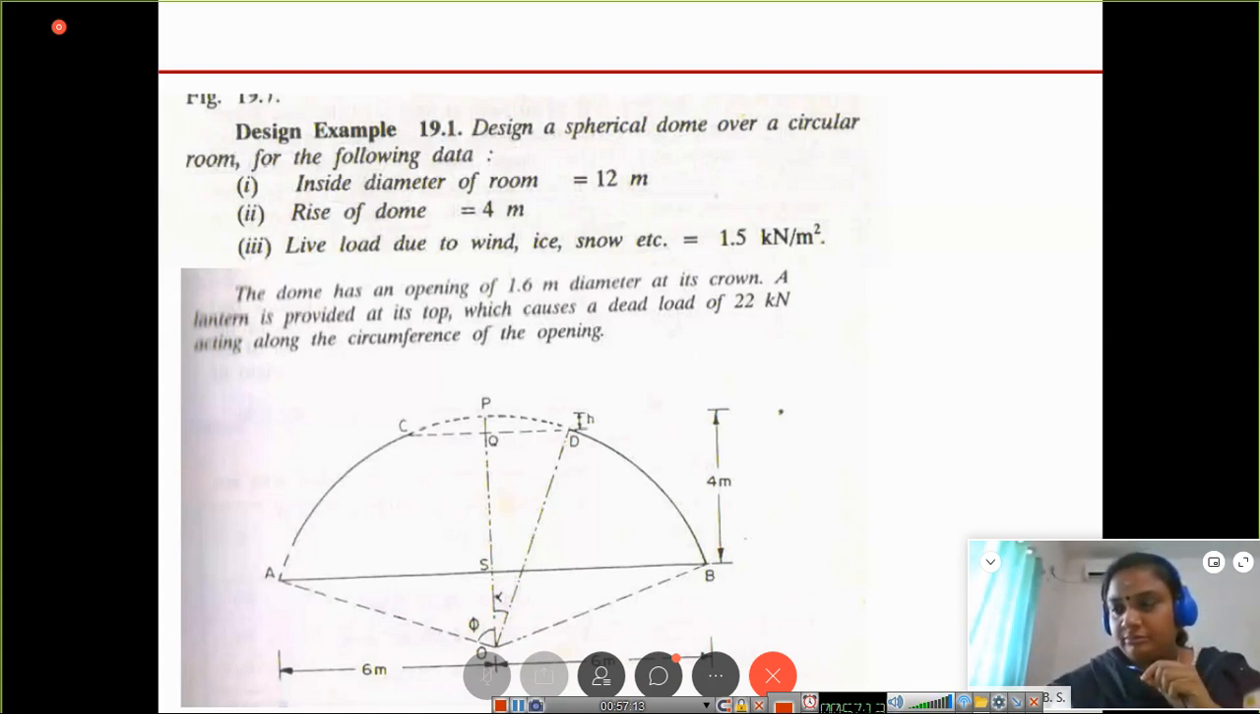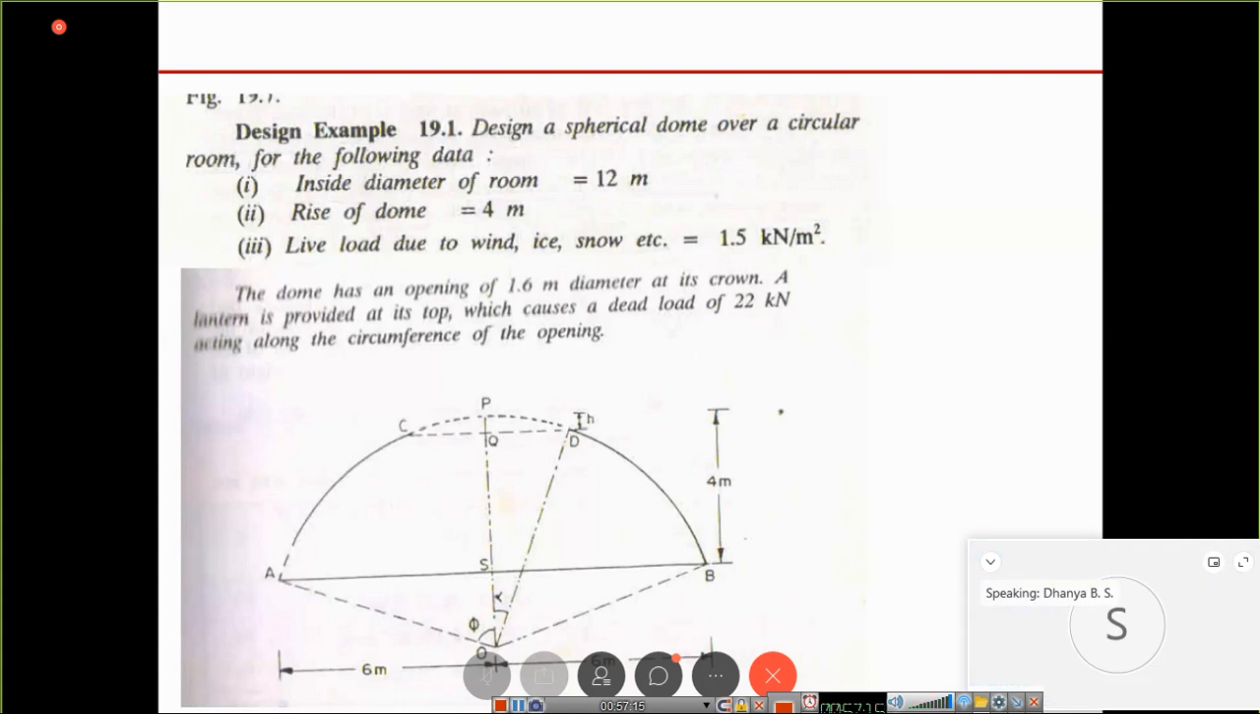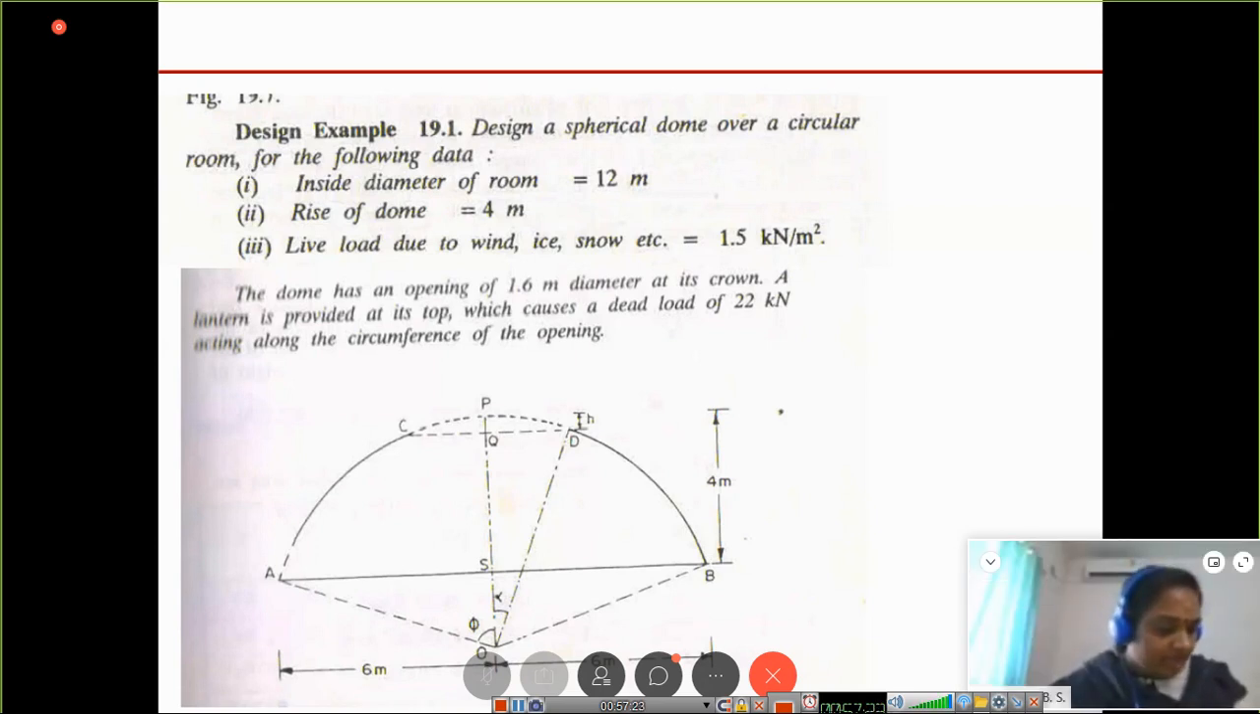What is the usual size of the ring beam? Normally we can provide a ring beam of, say, 200 by 200 or 300 by 300.